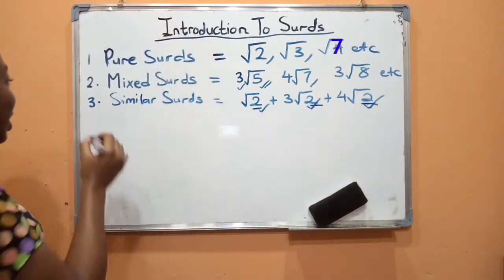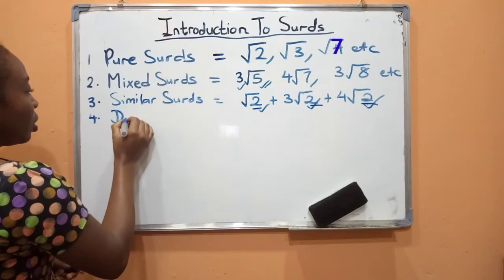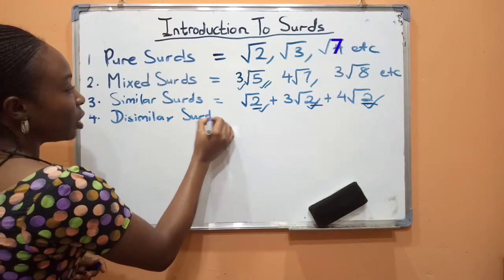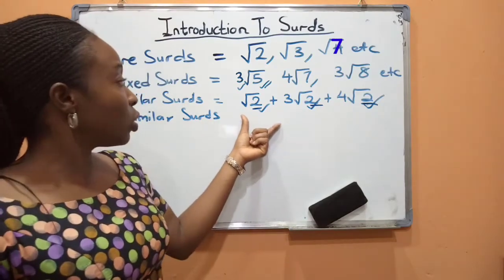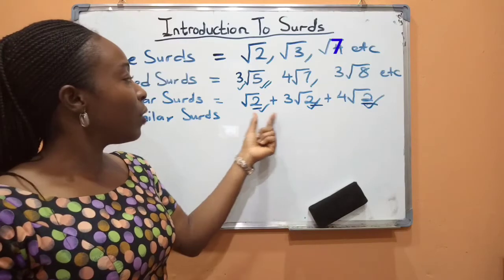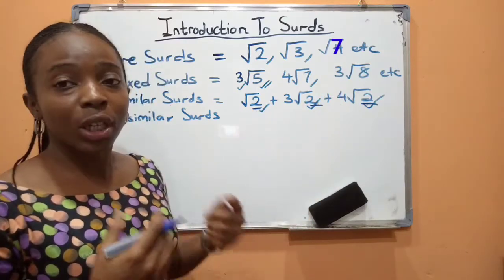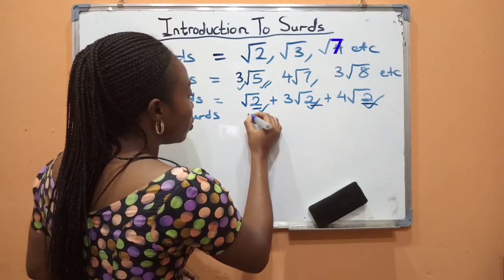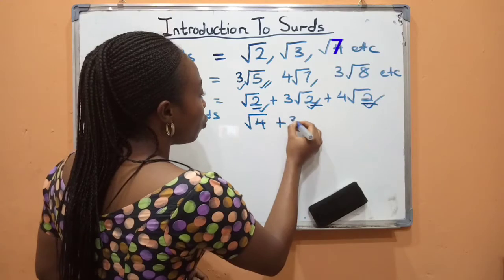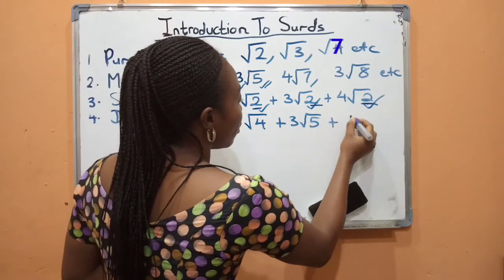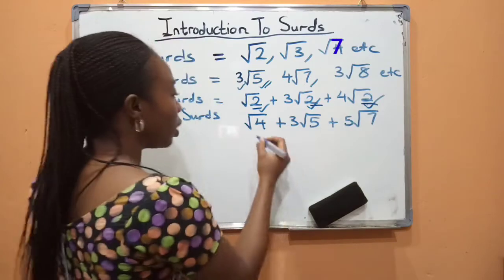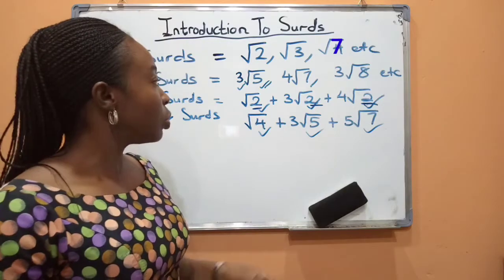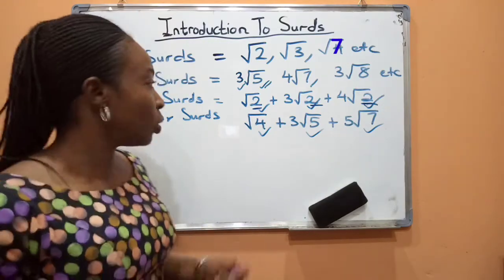Then when you talk of dissimilar surds, they are surds that are not similar. It's simple, right? Because it's just the opposite of this. When you have surds combined and they have different roots, that is what we refer to as dissimilar surds. For example, we have something like root 4 plus 3 root 5 plus 5 root 7. If you take a look at the roots, you can observe that they are totally different. They are not the same. So you can say they are dissimilar surds.